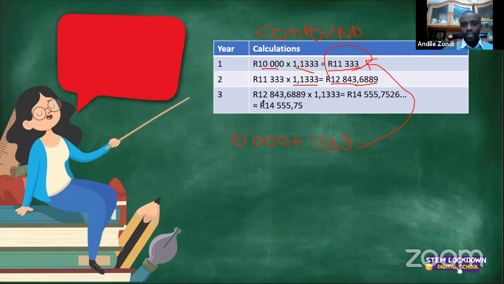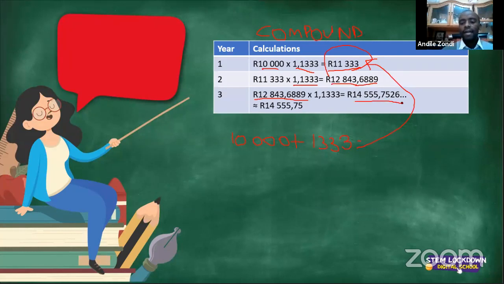Okay, for year 3, the amount of money that she has in the account is this much, 12,884.6889. I'm also increasing this amount of money by 13%, which is 1.13. This will give me that figure.